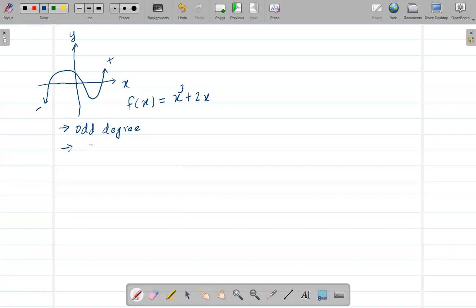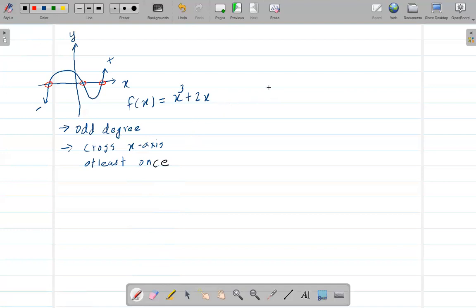And also in this case, it is going to cross the x-axis at least once. Here, this graph crosses the x-axis here, here, here, which is more than once. So we're saying at least once, all right?